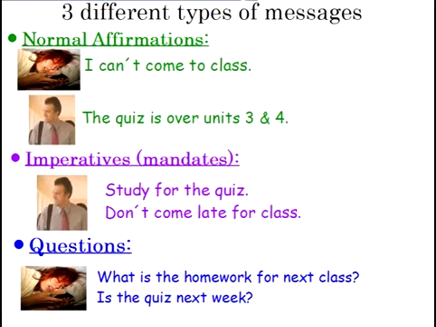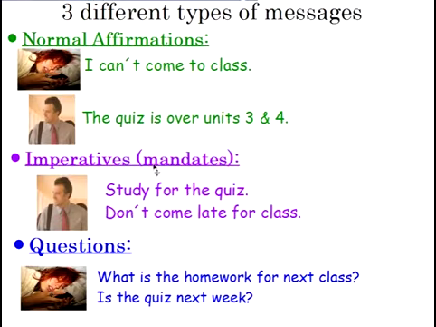Before we look at the grammar, it's important to look at the different types of messages that we use often. There are three basic types of messages. We have normal affirmations, and an affirmation is just a normal sentence. So Lisa says, "I can't come to class," right? That's an affirmation. And Mr. Parker says, "The quiz is over Units 3 and 4." Those are two normal affirmations.